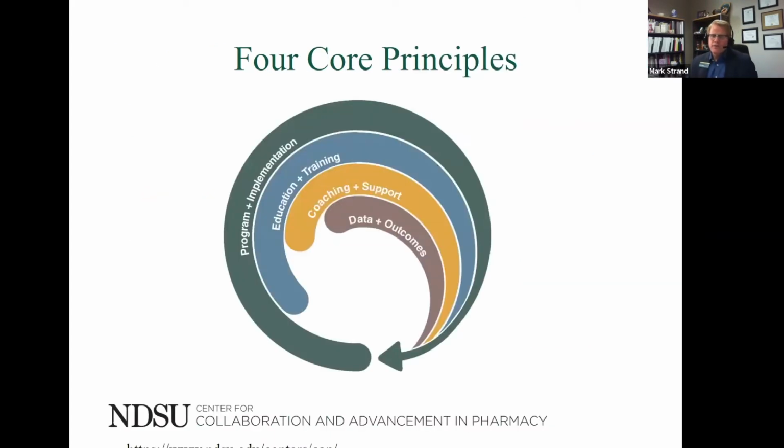The design of the program was built on the 4 core principles of the CAP Center. It was mentioned that I'm a senior scientist in the CAP Center, and we have a model that we use for the design of interventions. I'm not going to go over this in detail, but just to point out that we consider designing the program and the implementation to be a cyclical process that happens all the way through.